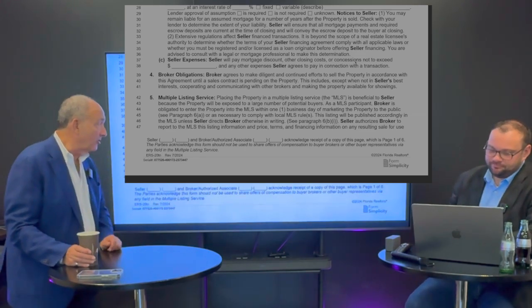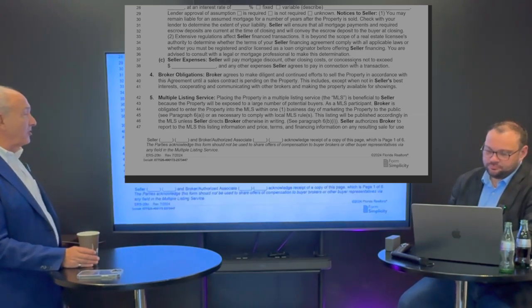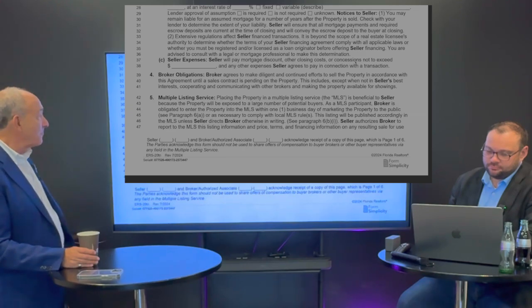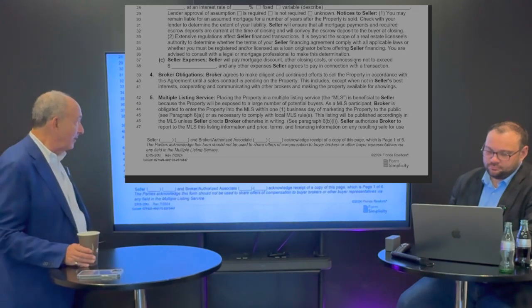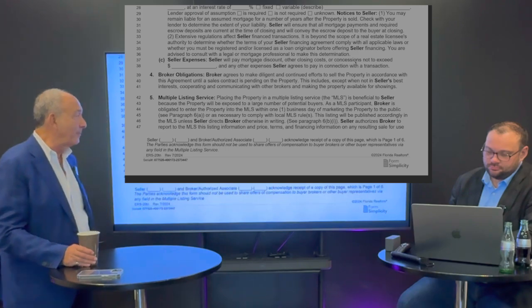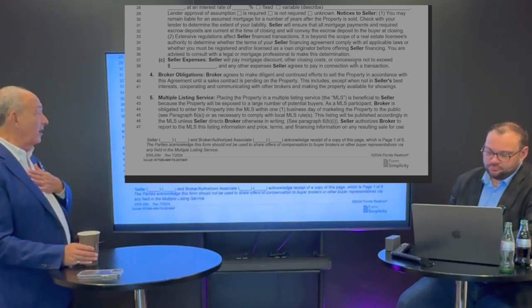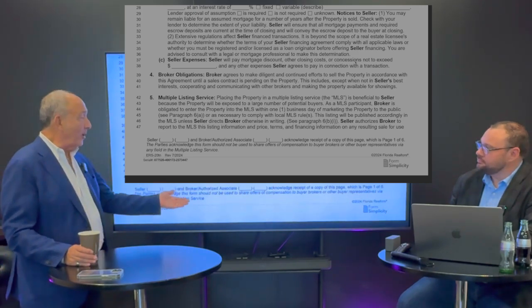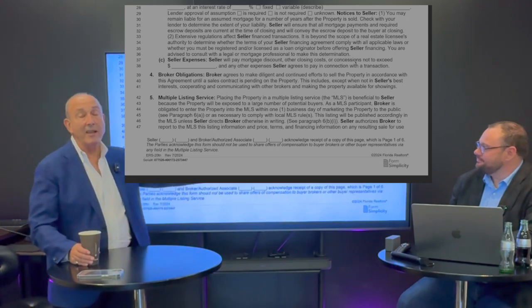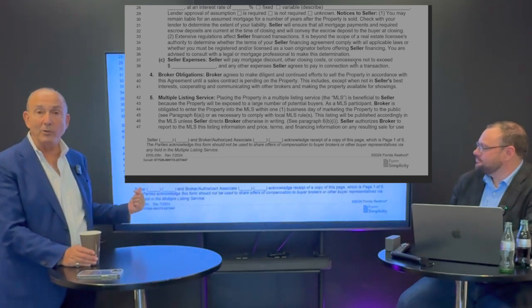Next one, MLS, Multiple Listing Service. It simply says you're placing the property in the MLS. It's beneficial to the seller because the property will be exposed to a large number of potential buyers. We are obligated to enter the property in the MLS within 1 business day of marketing the property to the public.